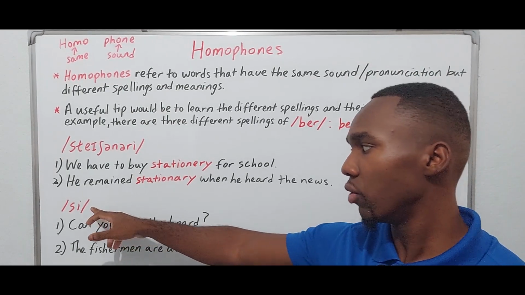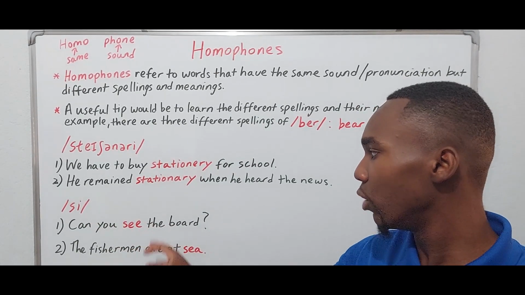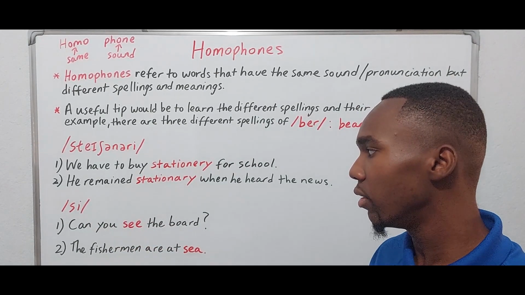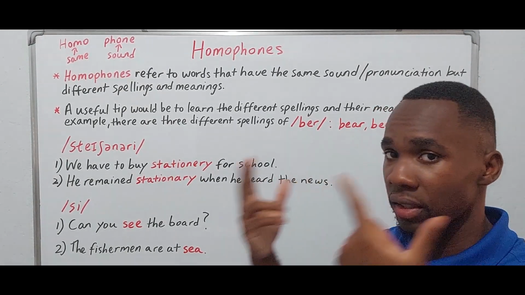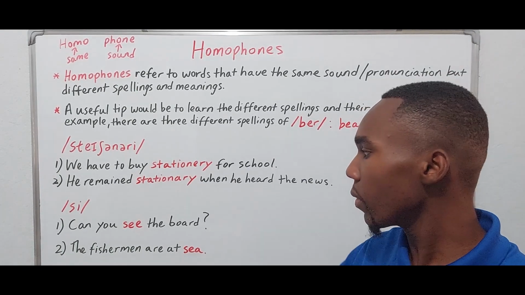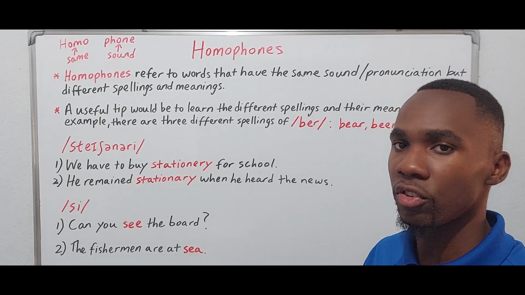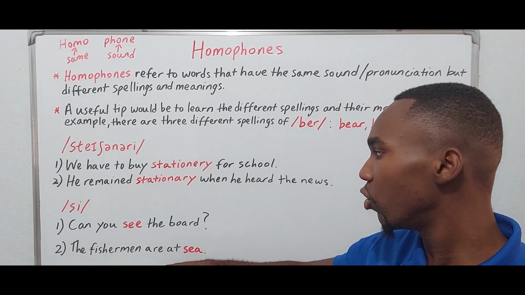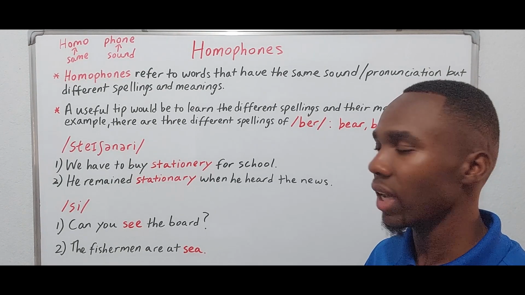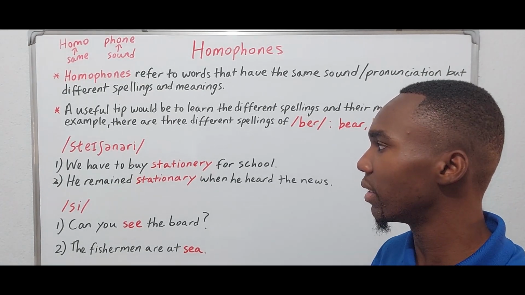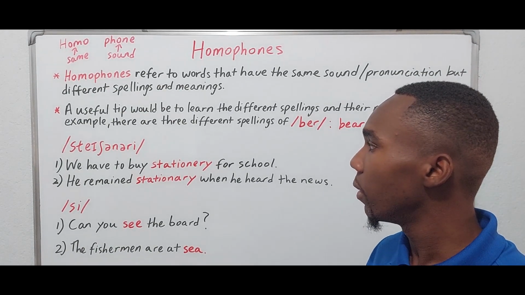C, as you see here, can have two spellings. Can you see the board? C, in this case, referring to the sense of sight, see. And the fishermen are at sea, SEA, and that refers to the ocean. Now, the only way you're going to know which spelling applies is by the context, right? So that's why homophones are problematic. They're going to be problematic when it comes to writing, right?